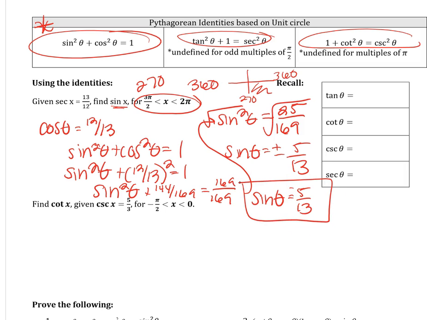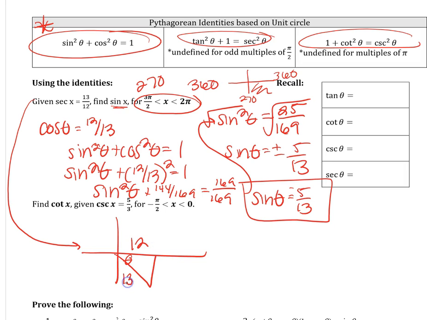Now, technically, if it didn't say using the identities, you could just draw a triangle in the right quadrant. So based on it being in quadrant 4, that would be my triangle. Here's theta. Cosine is adjacent over hypotenuse. And then using the Pythagorean theorem, you could find this missing side. Sine is opposite over hypotenuse, and then you just have to check your ASTC chart.